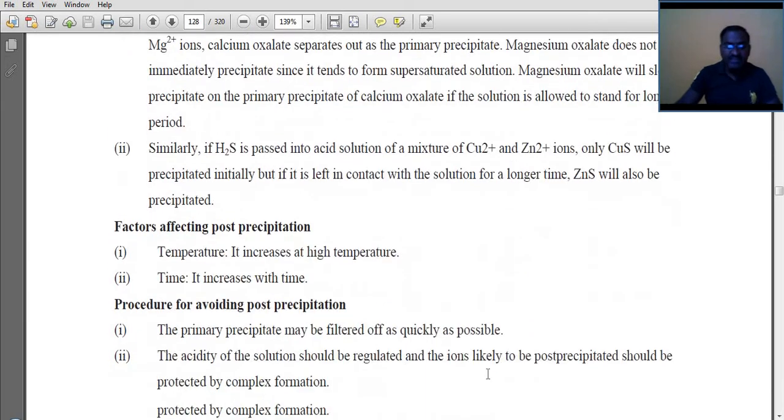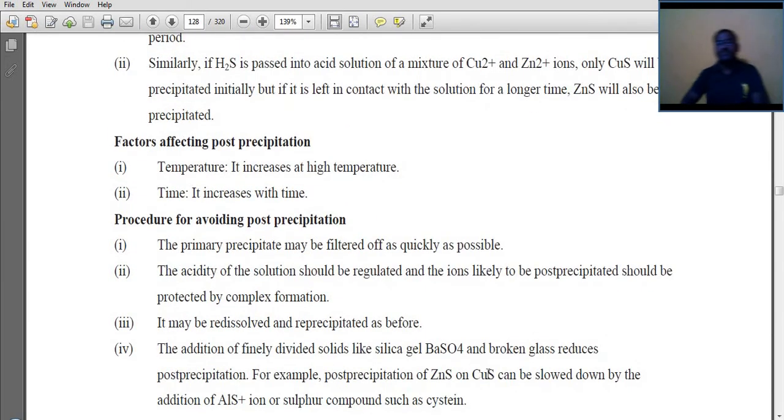What are the factors affecting post-precipitation? They are temperature and time. Post-precipitation increases at high temperature. Post-precipitation also increases with time.